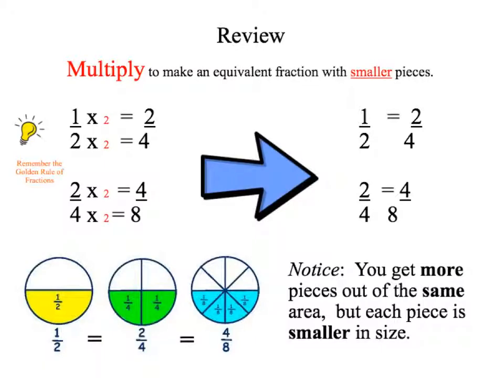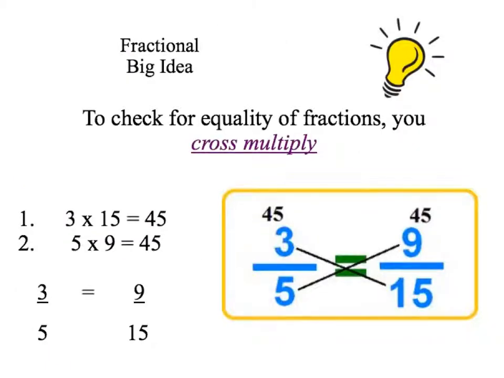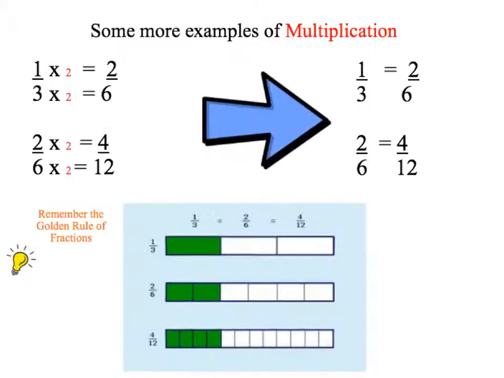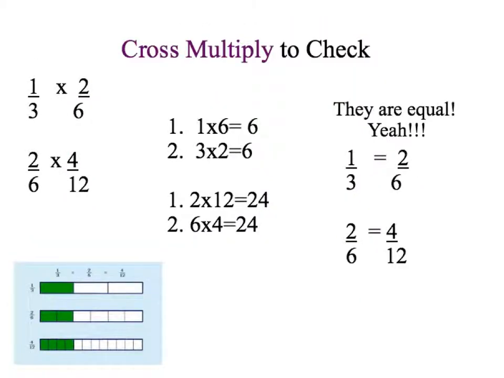Remember, you multiply to make an equivalent fraction with smaller pieces. You get more pieces out of the same area, but each piece is smaller in size. To check for equality of fractions, you cross multiply. Here is an example of cross multiplying to check. Here are some more examples of multiplication. Don't forget to cross multiply to check.